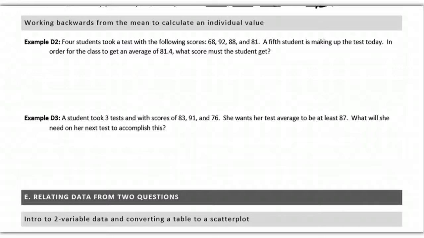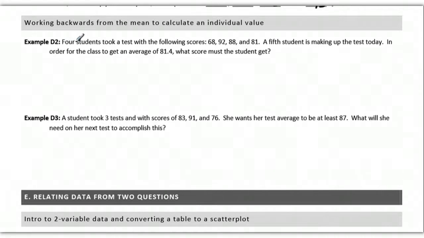In this section here, we're going to work backwards from the mean to find an unknown value in a list. So let's say we're given a few numbers and then we have a mystery number and we're given the mean and we need to figure out what the mystery number is.